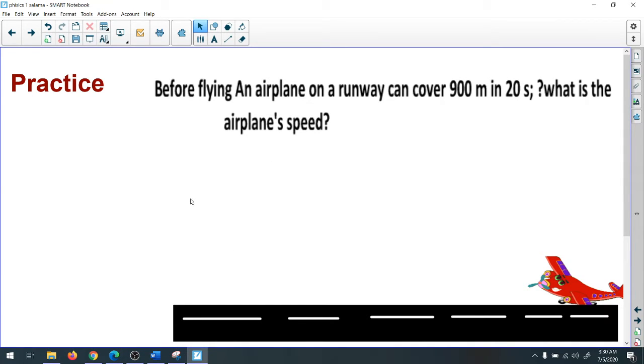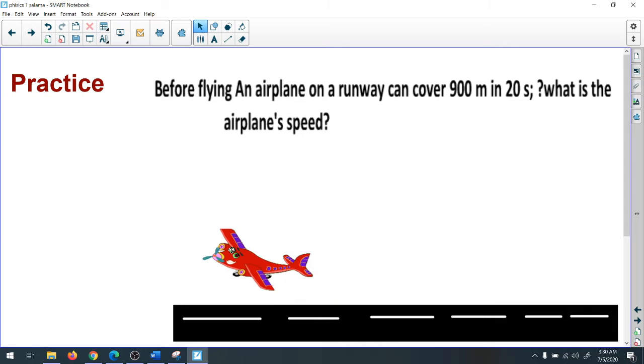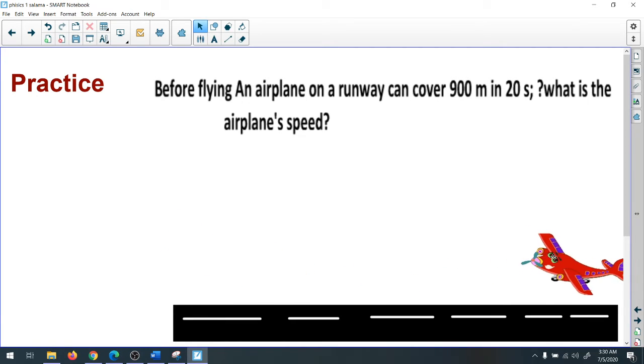I have this question. Before flying, an airplane on a runway can cover 900 meters in 20 seconds. What is the airplane's speed? So the airplane is on a runway before flying. It covers 900 meters in 20 seconds. We need to find the speed.